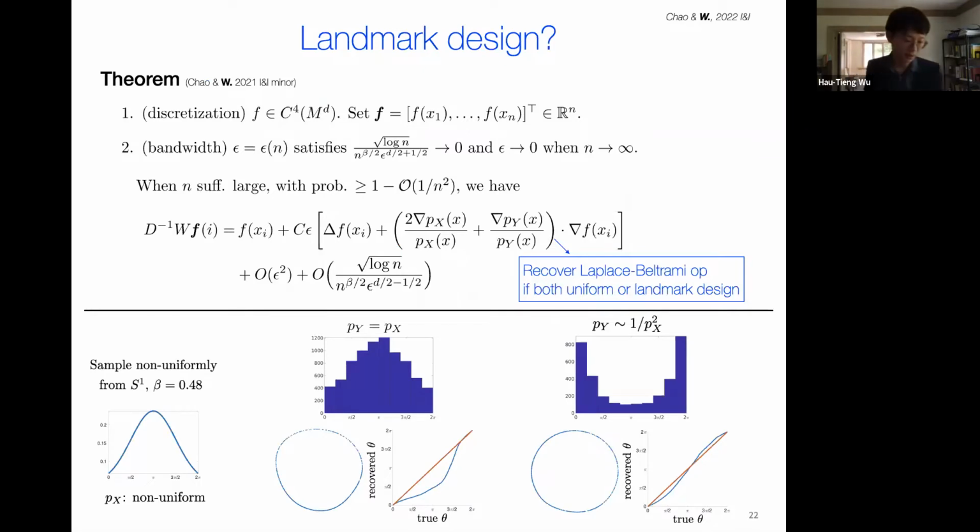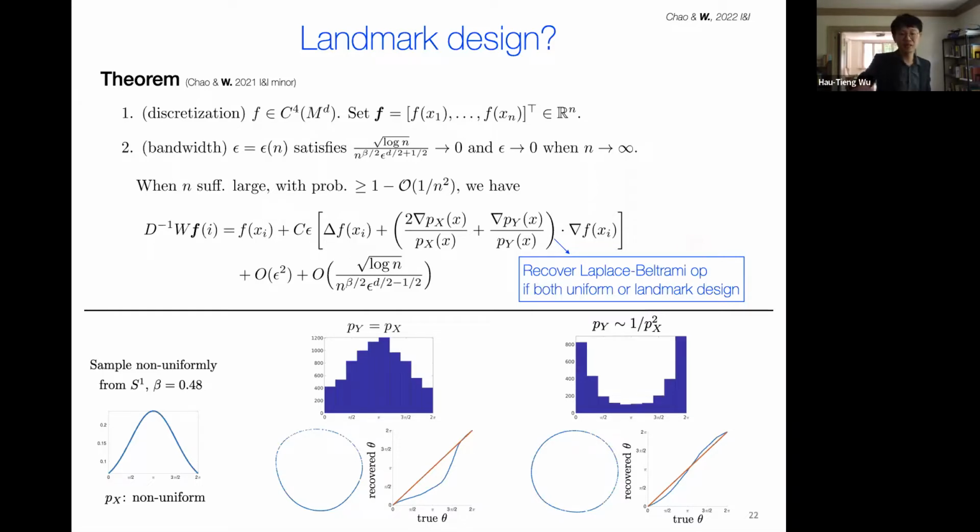First thing to say is, to save time, maybe I will quickly go through this part. The landmark design. Landmark design is a very important topic. For example, I told you we can select landmarks, but how to select them? Usually we just say, okay, you can uniformly sample a subset from the original data and use it as the landmarks. But what we can show via some asymptotic analysis is maybe you can do better in case your interest is to recover the Laplace-Beltrami operator.